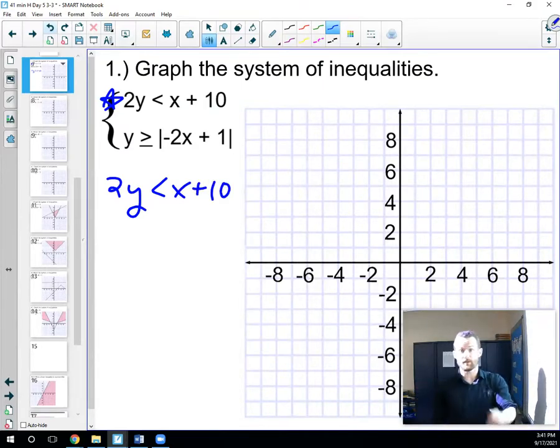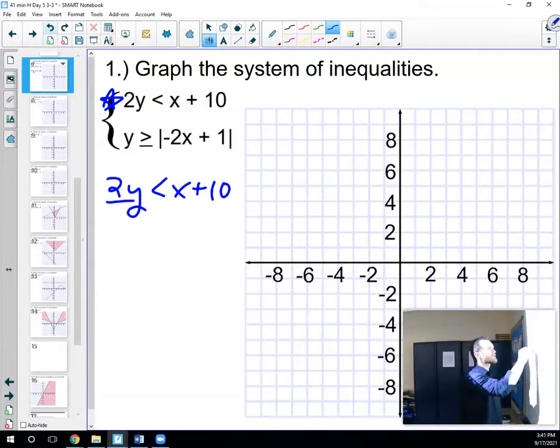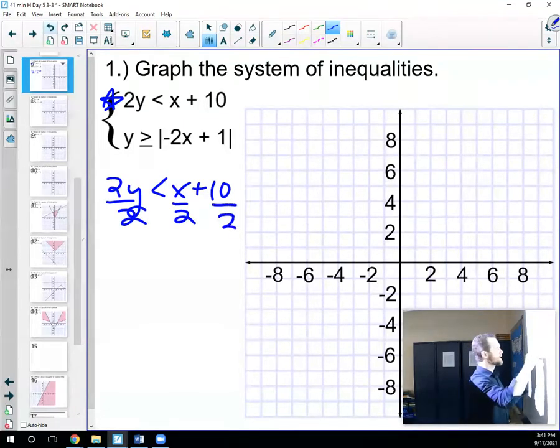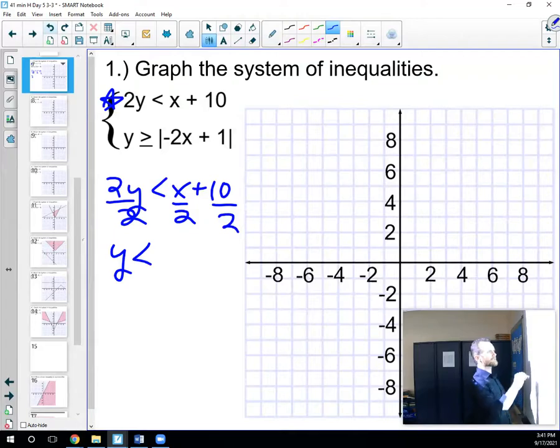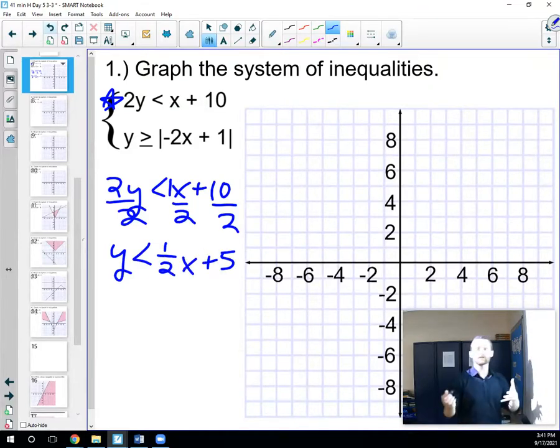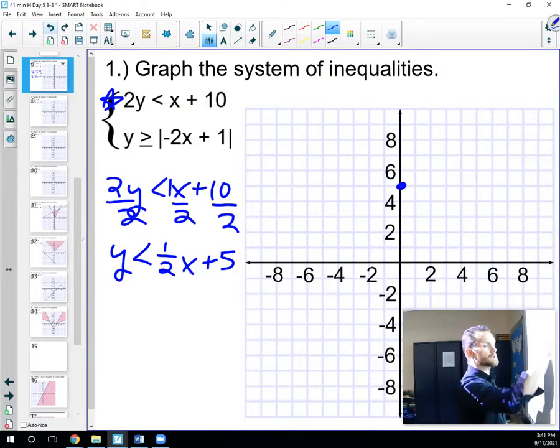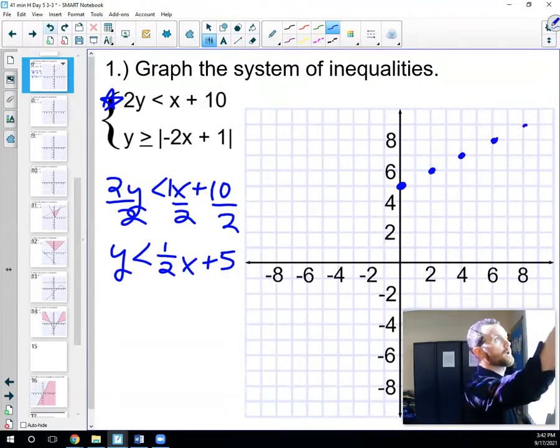We want slope-intercept form. Y equals mx plus b. So let's get y by itself. So that becomes y is less than, obviously we divide by 2 there to get y by itself. We know there's a 1 in front of that x, so it's 1/2 x plus 5. Now we just graph. So I go to my y-intercept of 5, which is right there. Then the slope is 1/2, so I go up 1, right 2, up 1, right 2, up 1, right 2, keep on going, keep on going.